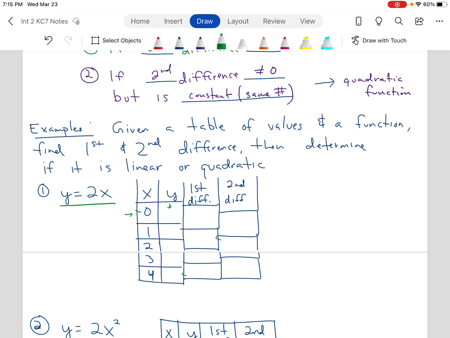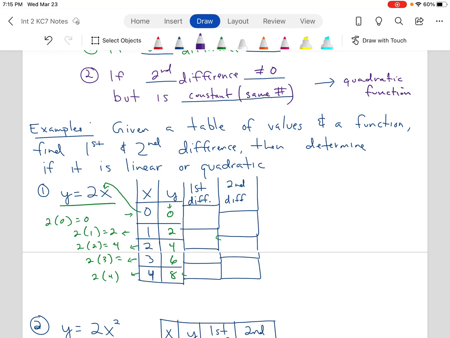I am going to plug in 0 wherever I see x in that function. So this is 2 times 0, which is just 0. So my y value is 0. I'm going to do the same thing over and over again with all of these x values. So now it's 2 times 1, which is 2. So 2 is my next value. And I'm going to do that again with 2. So 2 times 2 is equal to 4. So 4 is my next value. Do that again with 3. You get 6. And with 4, you get 8.